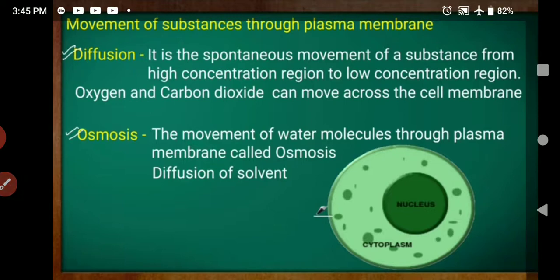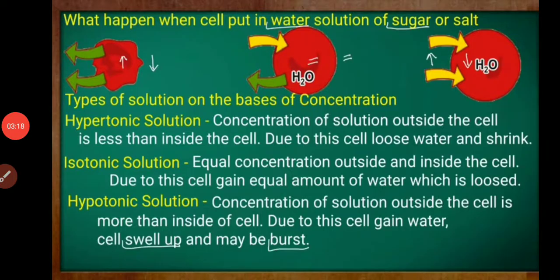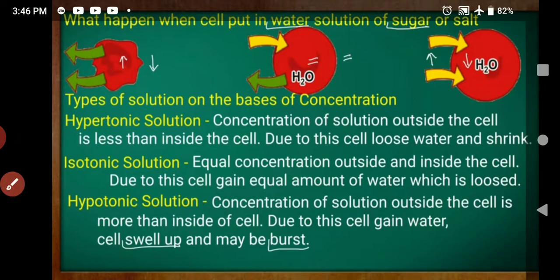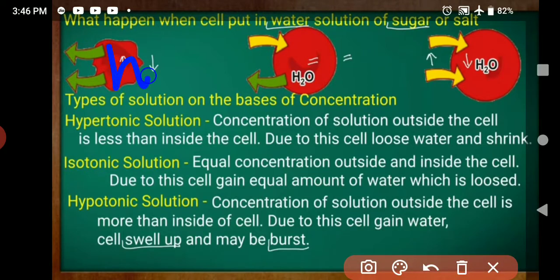Now all of you got it, how substances move into the cell and move out of the cell. Now see what happens when a cell is put in a water solution of sugar or salt. Now see the first diagram. Here inside the cell concentration is high and outside the cell concentration is low.